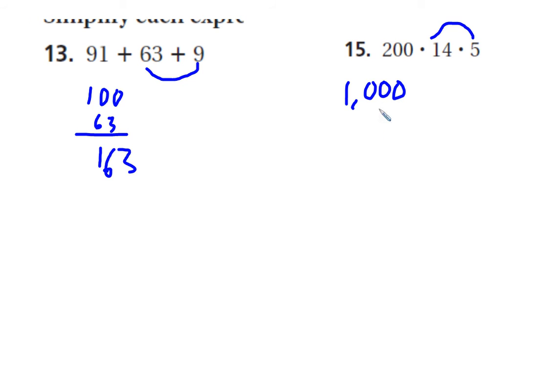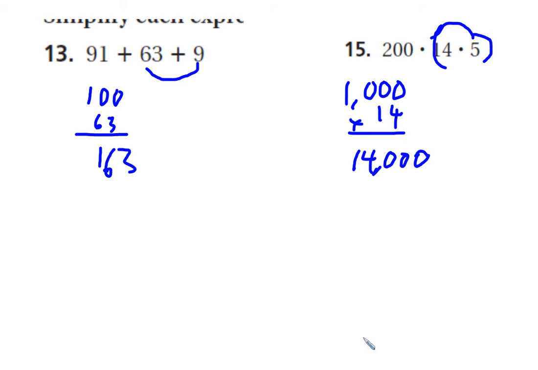And times 14, that's going to give me 14,000. So that's easier because I can do 200 times 5 in my head. So it just makes it a little simpler to change the order. And once again, I use commutative property because I changed the order. Had I grouped it, said I'm going to do this one first and put parentheses, that would have been associative. Associative is grouping, commutative is the order.